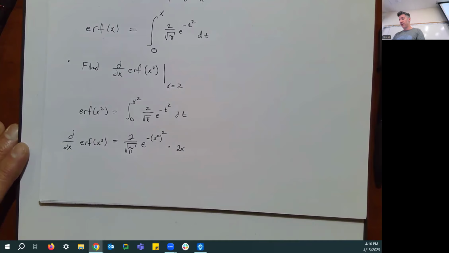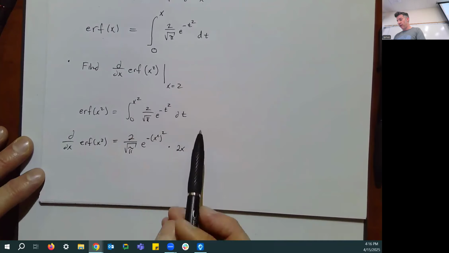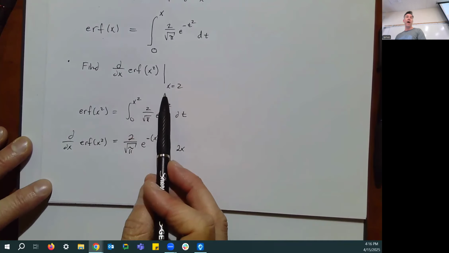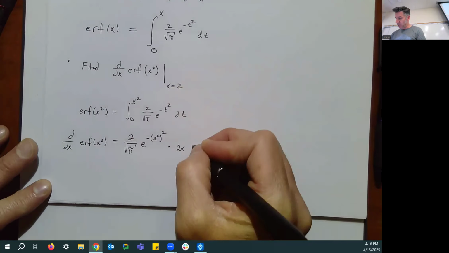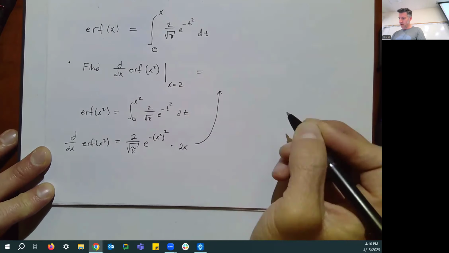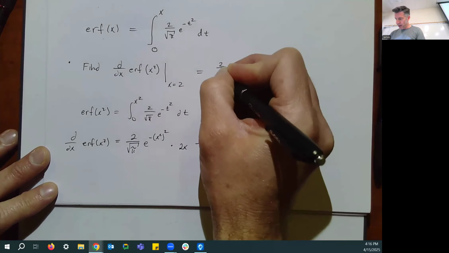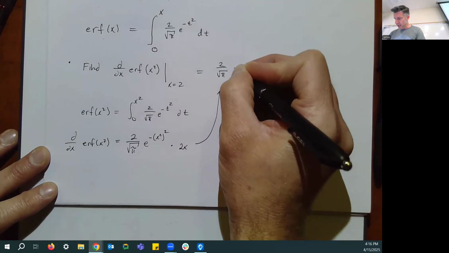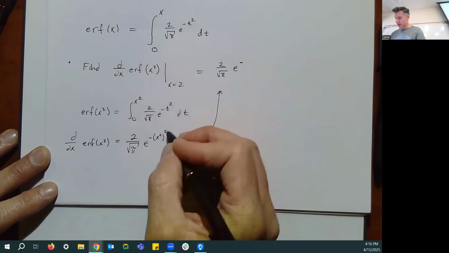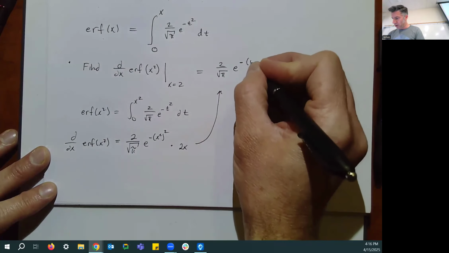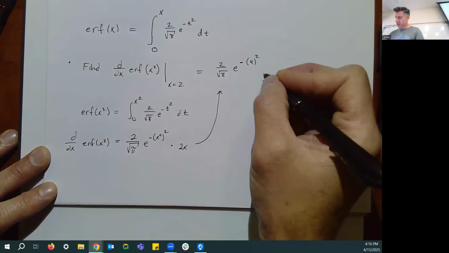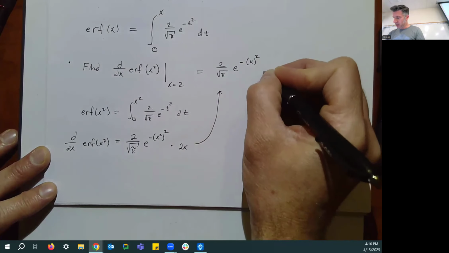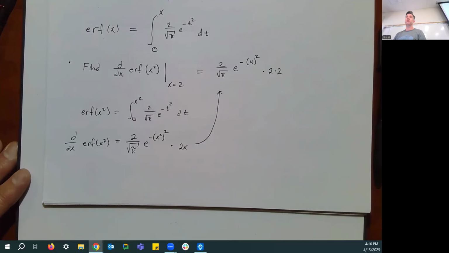And then to finally answer the question, we're going to take all of that and plug in 2 for every x. So this is going to end up equaling 2 over root pi times e to the negative 2 squared, which is 4, squared, times 2 times 2. And technically, you should not do anything else. You shouldn't simplify this. But I mean, come on.